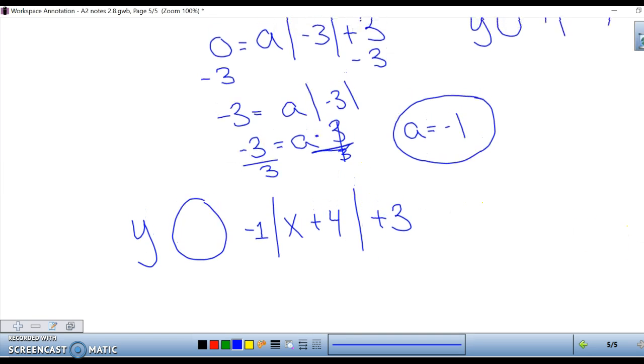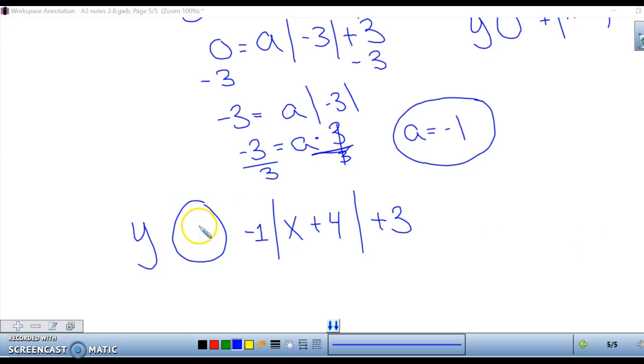Now it's your job to finish in your notes what inequality should go here: greater than, or less than or equal to, less than, greater than or equal to, or just greater than.